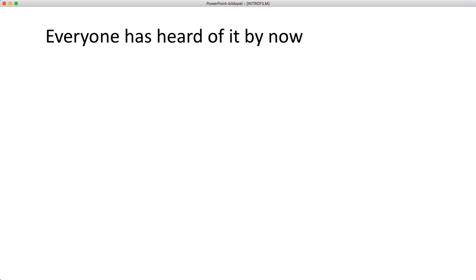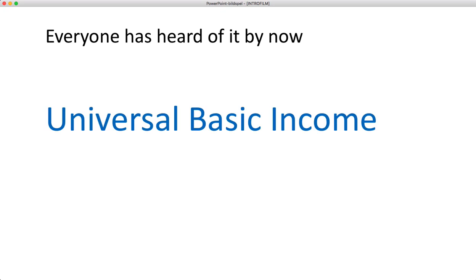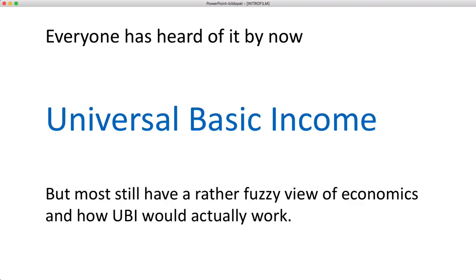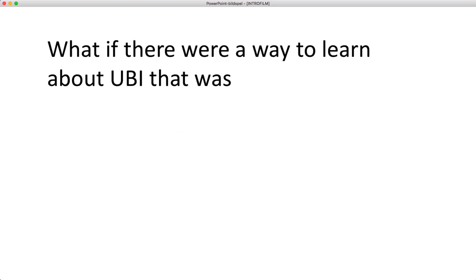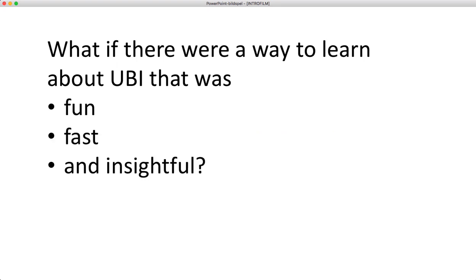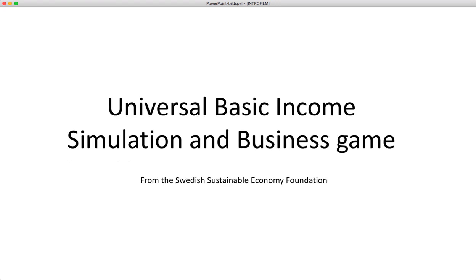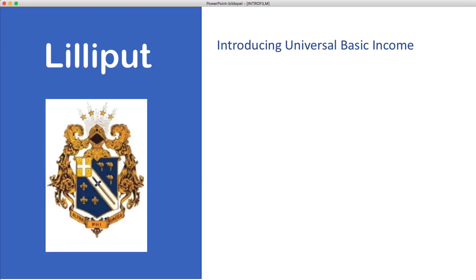Everybody has heard of it by now, the universal basic income. But most of us still have a rather fuzzy view of economics and how UBI would actually work. What if there were a way to learn about UBI that was fun, fast and insightful? Well, now there is. It's the Universal Basic Income simulation and business game from the Swedish Sustainable Economy Foundation.